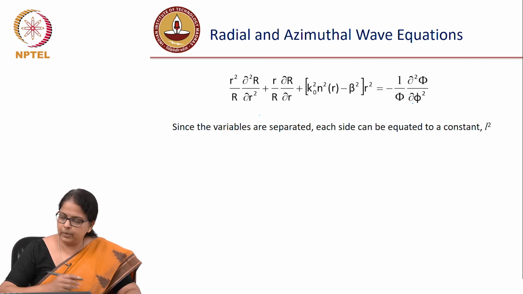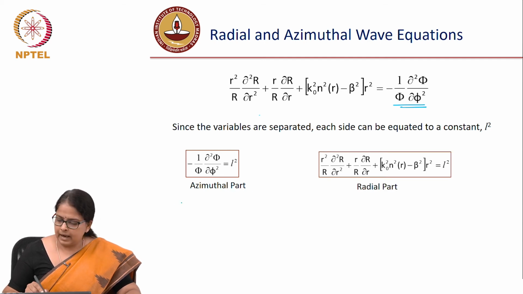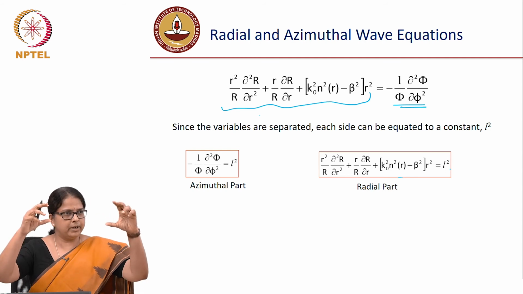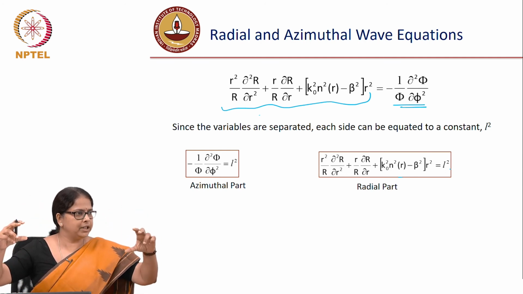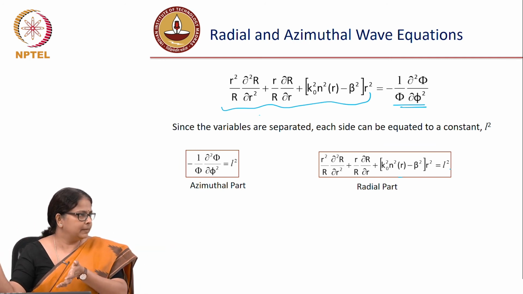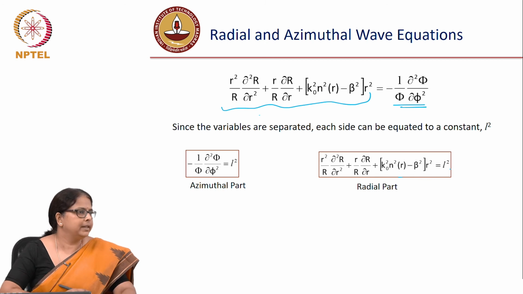So you could equate both of them to a constant L square. So if I equate this to L square, what I get is minus 1 by phi del square phi by del phi square is equal to L square, which is just the azimuthal part, and the radial part is this part equal to L square. So from the wave equation which had two variables, what you achieved is you separated out the azimuthal part and the radial part. You solve for the azimuthal part, you solve for the radial part, you will get the individual parts, multiply them, that will be your complete psi.